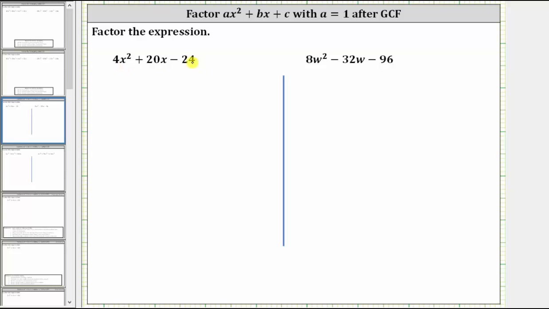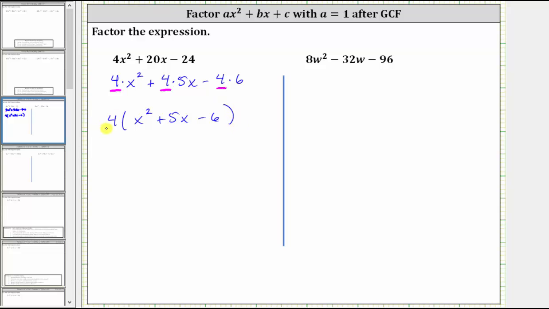For example, we could write the expression as 4 times x squared for 4x squared, plus 20x is equal to 4 times 5x, minus 24 is equal to 4 times 6. Notice how in this form, we can actually see the greatest common factor of 4 as well as the remaining factor in each term after factoring out 4. So if we factor out 4, we can see we're left with x squared plus 5x minus 6.